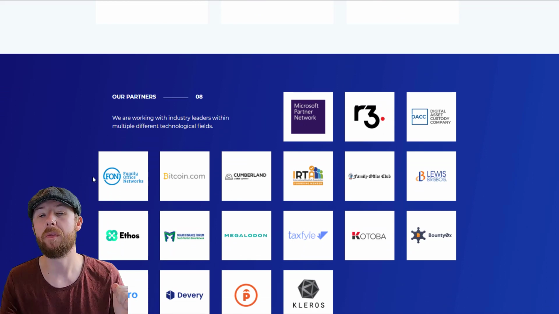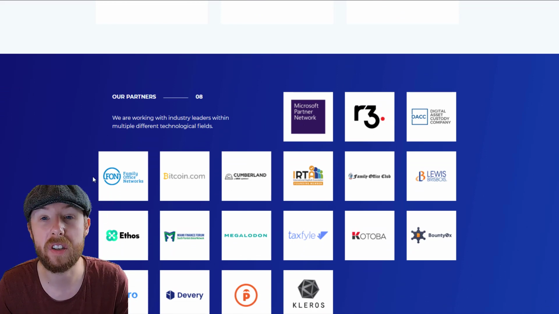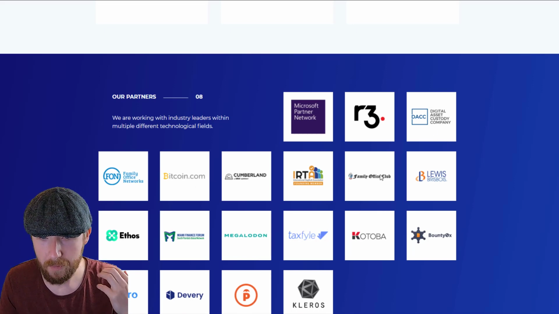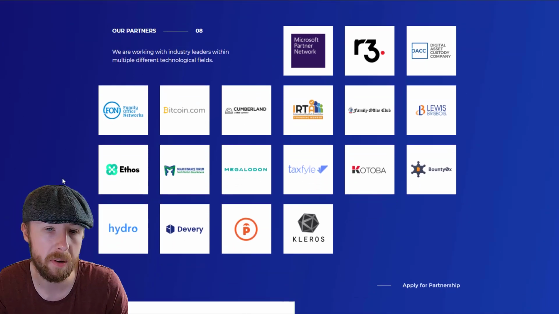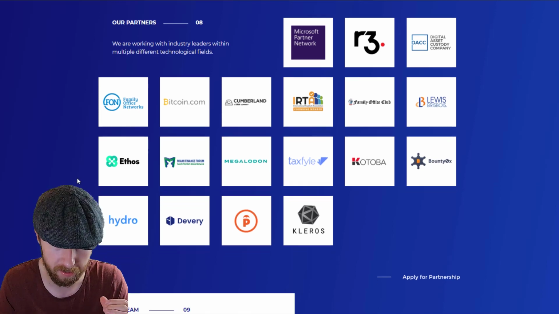Partnerships: Microsoft Partner Network, R3. You've probably heard of R3 due to XRP. You've obviously got the likes of Bitcoin.com, Family Office Club, Digital Asset. There's honestly a ridiculous amount of partnerships that they've got that are really, genuinely good and in the space, and they've been in the space for a long time.